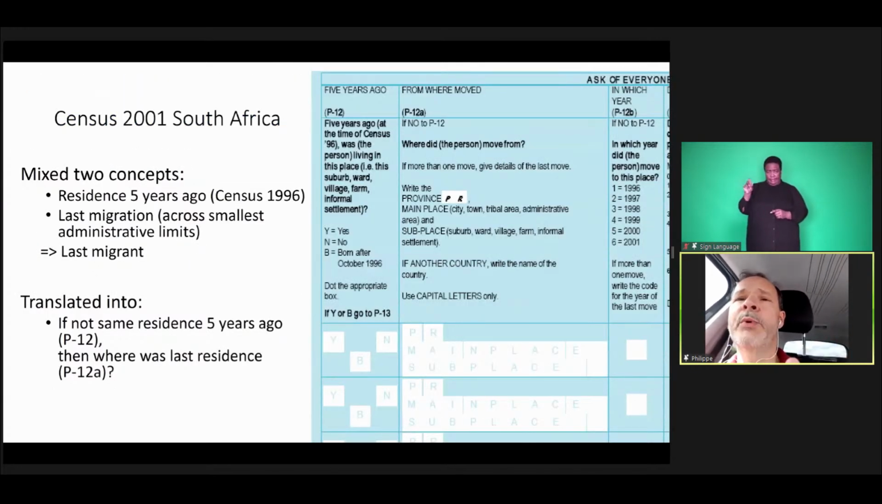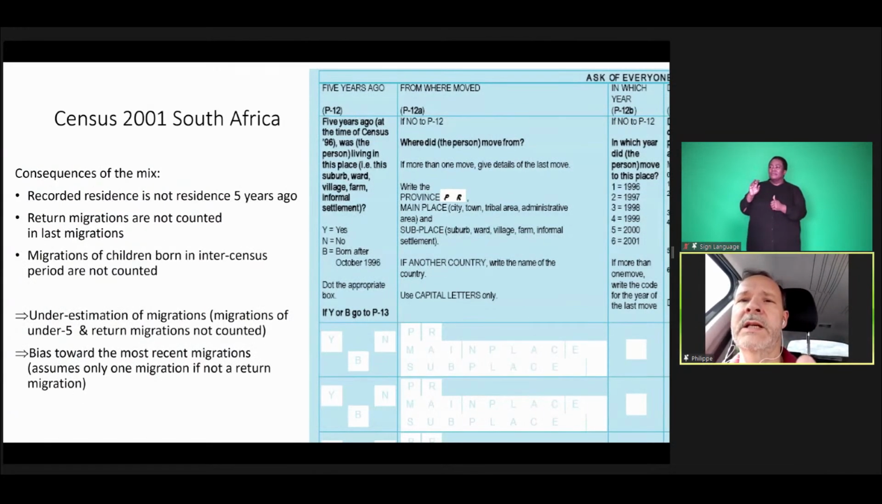But next slide. Yes, this one. There is a problem with the South African data, because the way the questions are asked in the census, actually, underestimates the contribution of migration for under 5 and also return migration. So there is a problem with the way, I can't go into the details here, but there is a bias toward the most recent migrations, and also it doesn't capture return migrations. Okay, next slide.